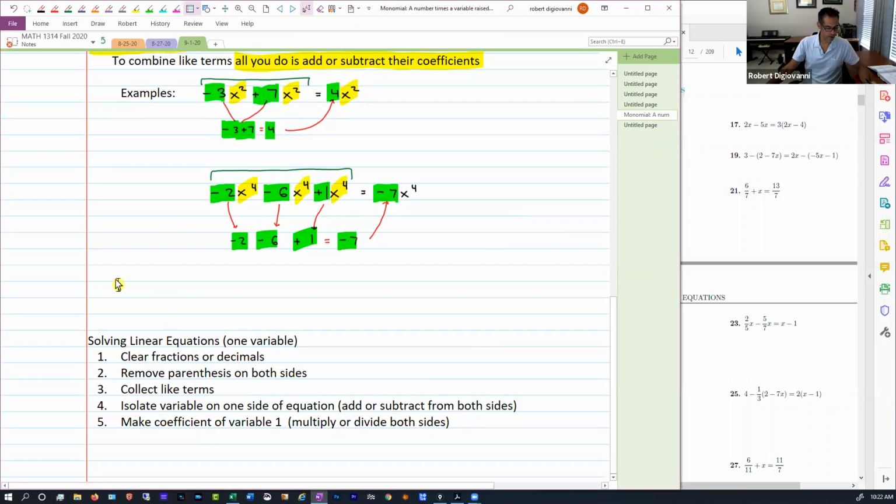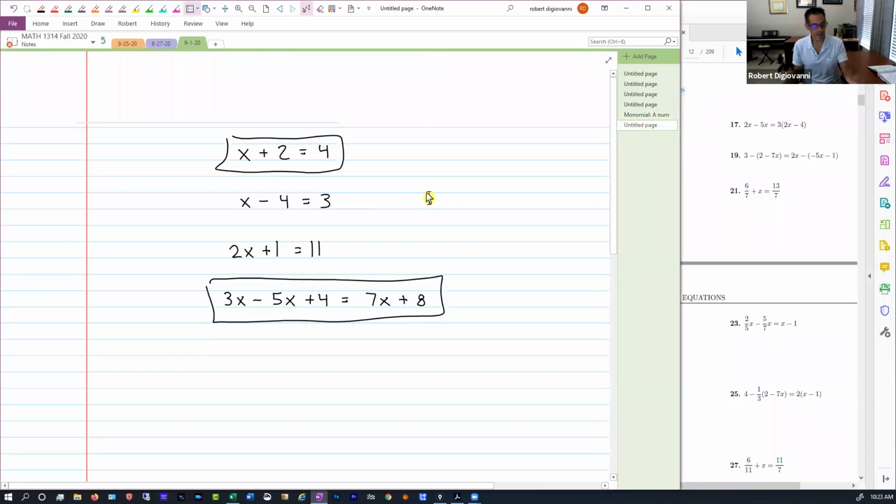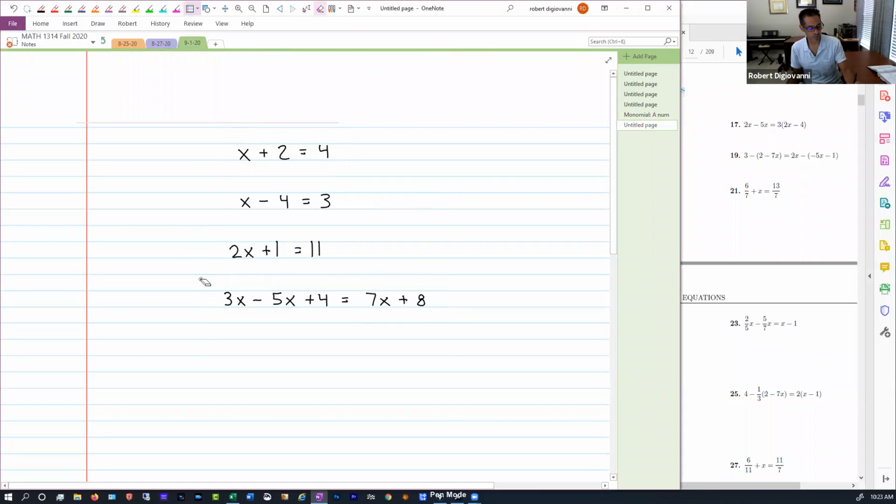Okay, I hope you can see that. So the first thing we're going to be doing, we're solving linear equations with one variable. So it's going to be an equation, and it's going to be linear. So what makes it linear? We didn't talk about that. What makes all of these equations what we consider linear? Linear in one variable.